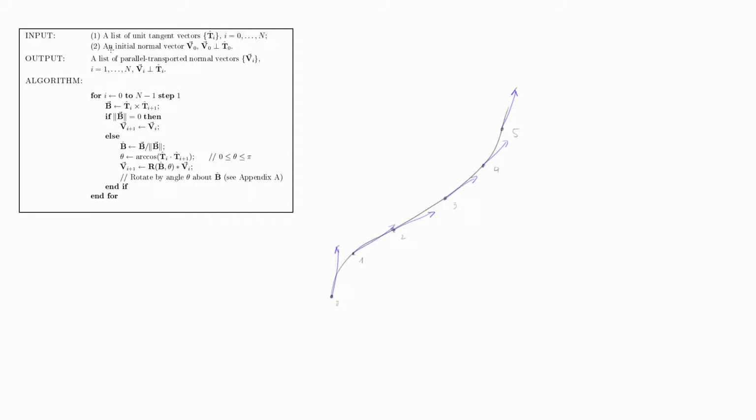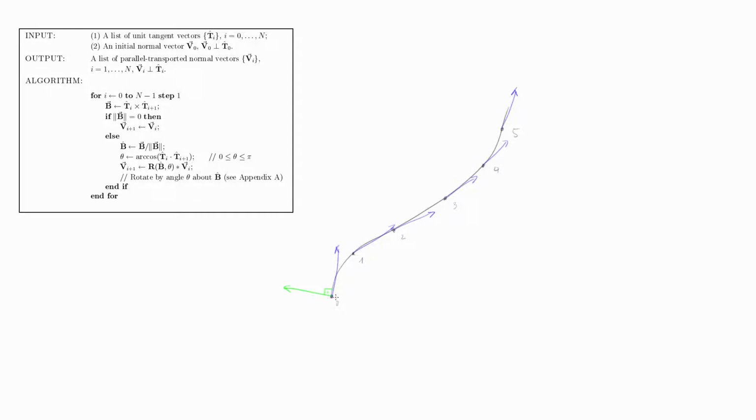Next, we need an initial normal vector, v0. This is a vector that is not normalized, or can be normalized, but doesn't have to, and it sits in point 0. And it should be orthogonal to t0. So we choose a normal vector that is orthogonal to t0. But this normal vector can have any orientation around this tangent here. And that is a trick of the algorithm.